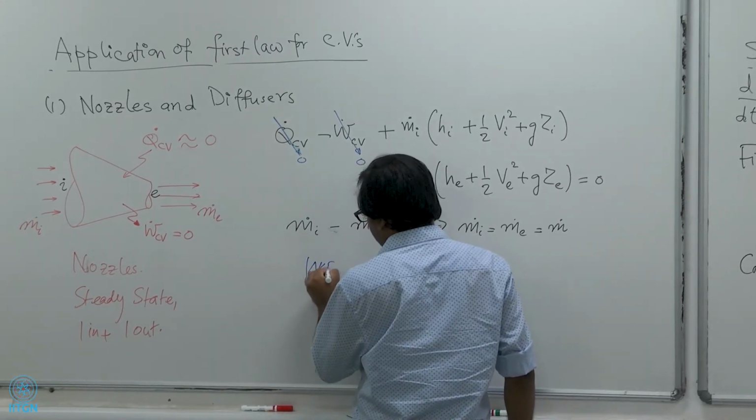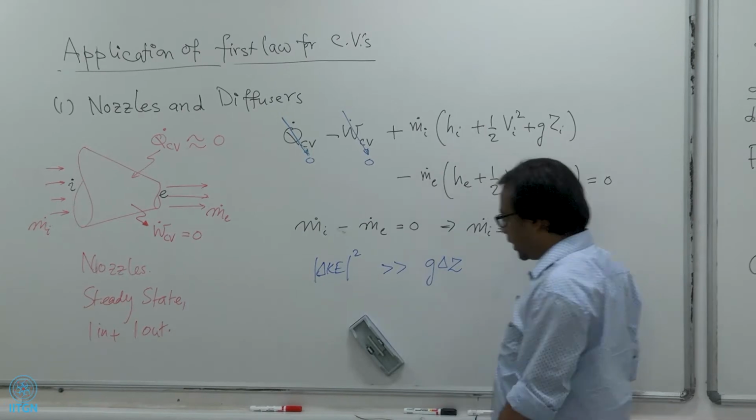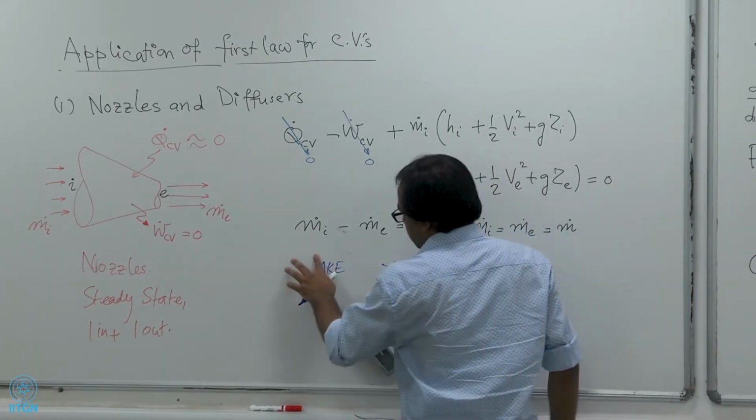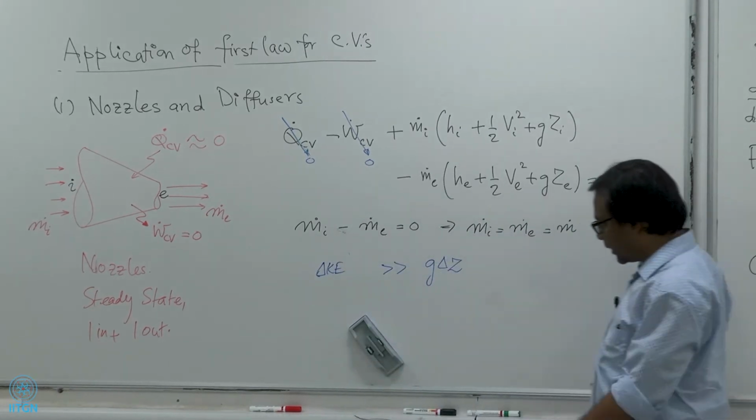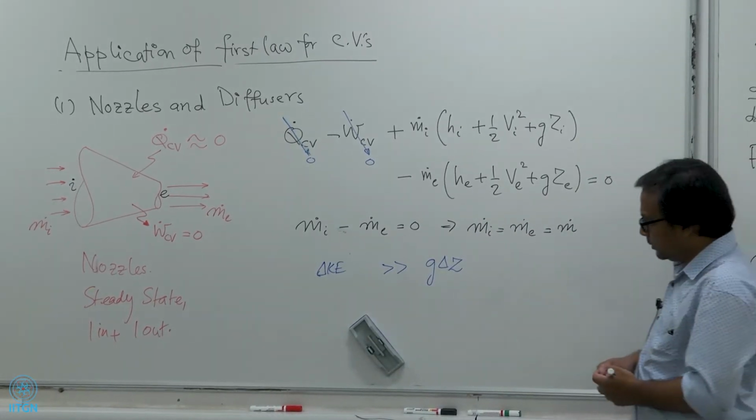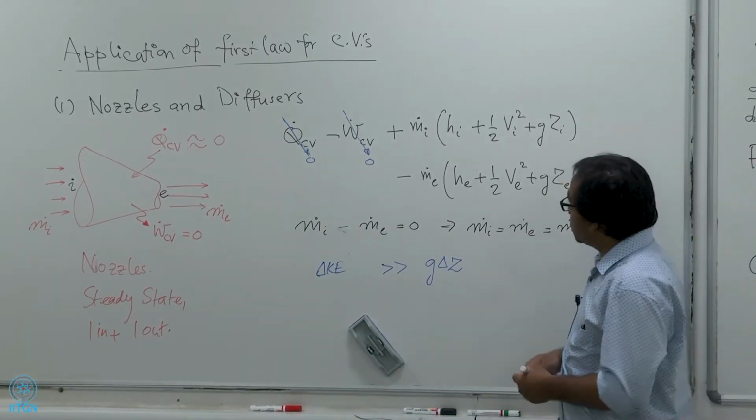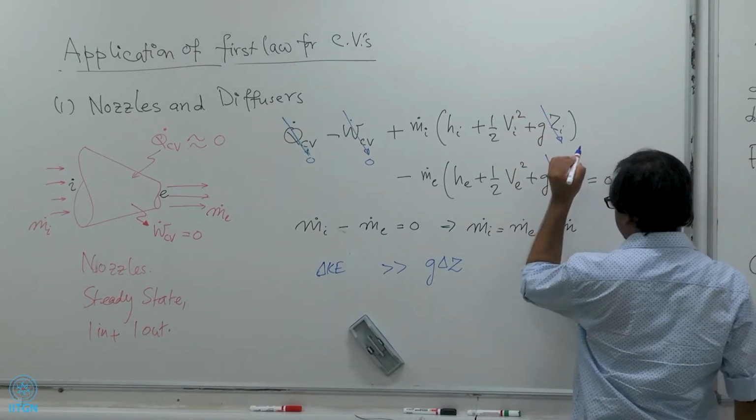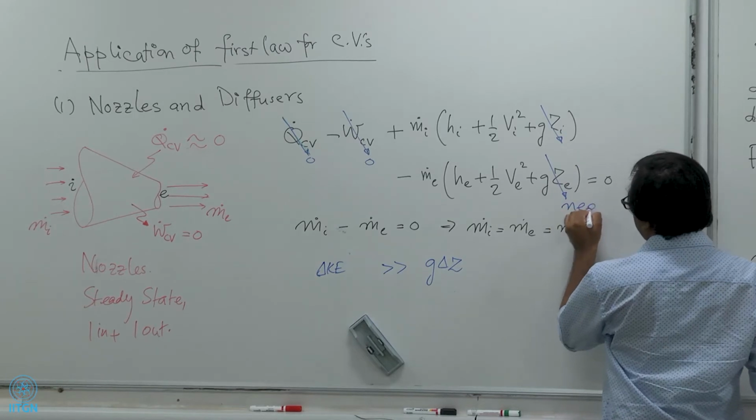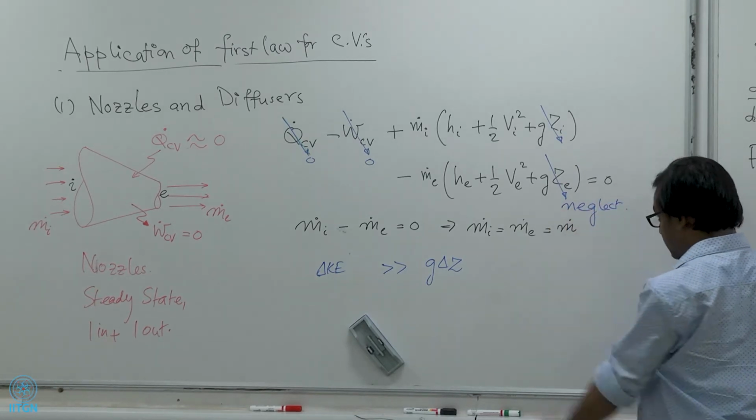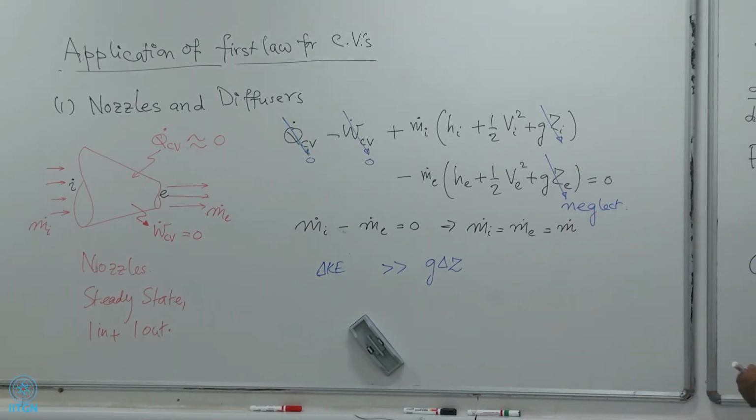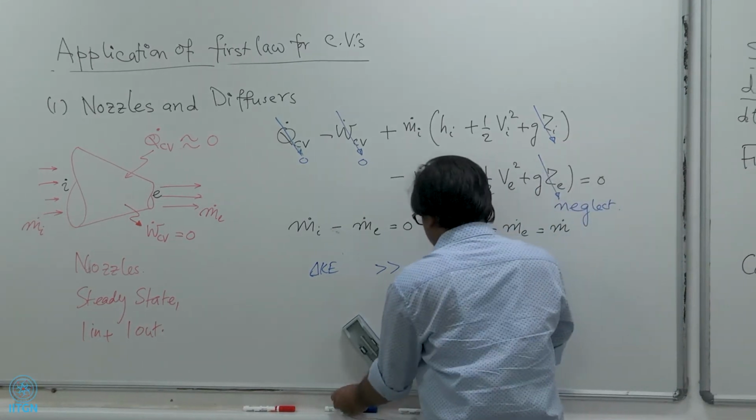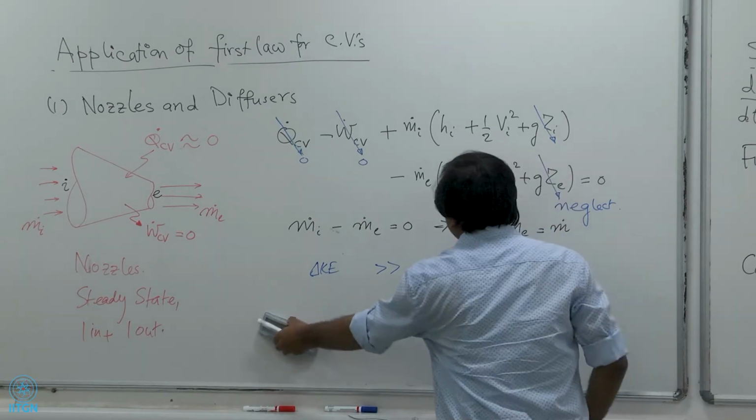So, delta KE, the kinetic energy change, is much larger than the change in potential energy. So, these two terms I can safely neglect. Alright, so with these two neglected, what I am left with is the following.